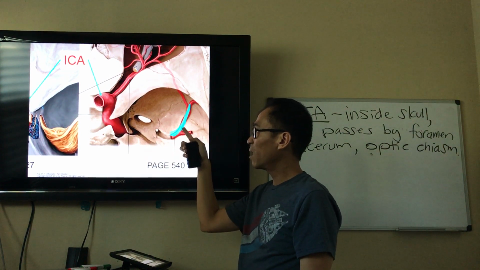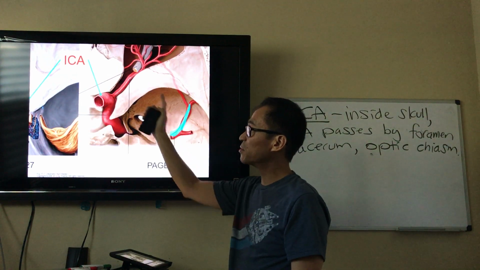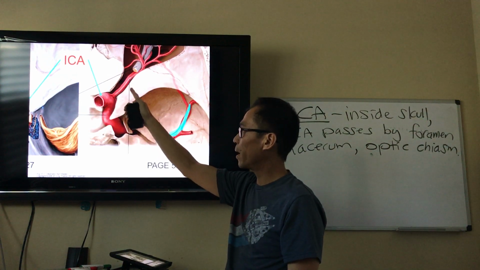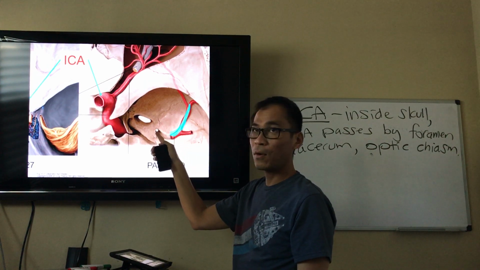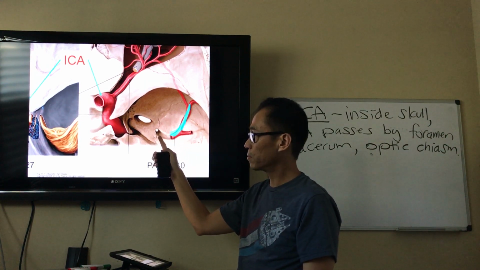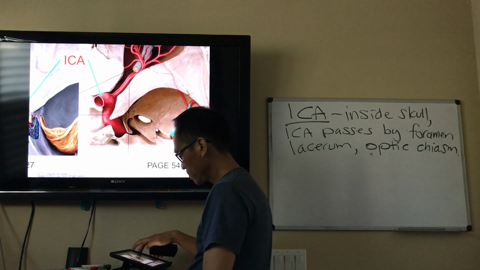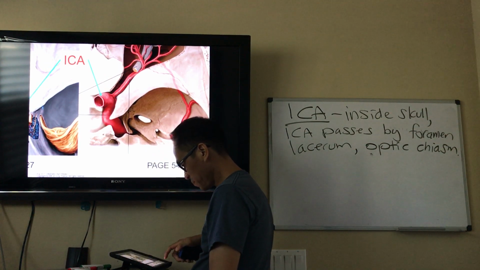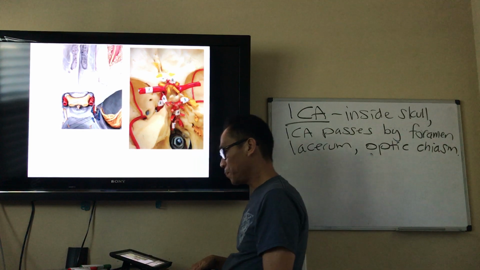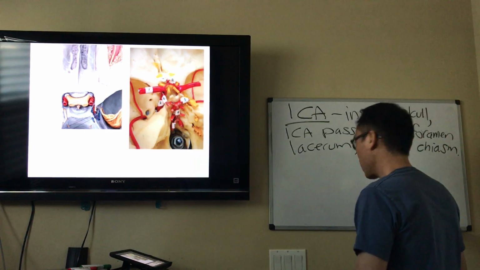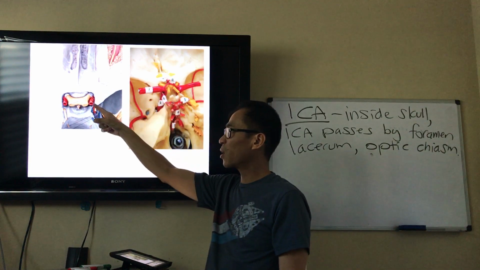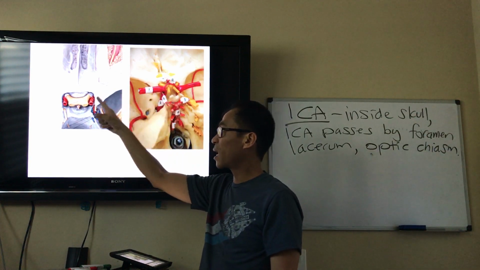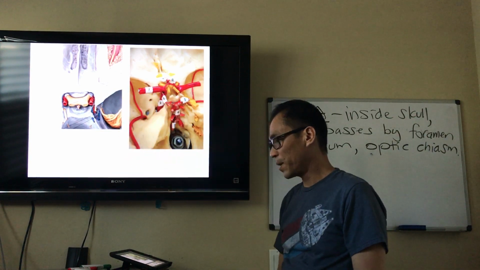Maybe you want to note this picture here. It shows both the ICA, the ophthalmic, and the middle meningeal artery entering through that little hole, the foramen spinosum. So these two pictures side by side, we've seen them already. Again, you're seeing the internal carotid artery by the optic chiasm in both pictures.